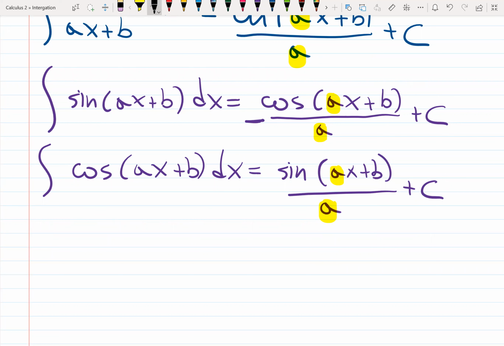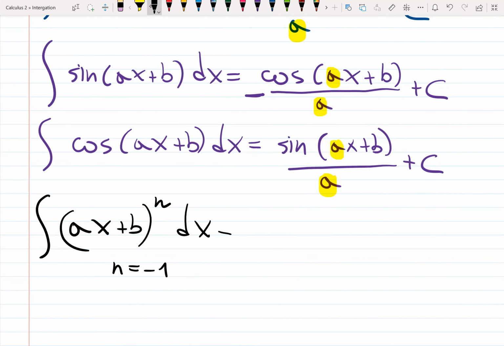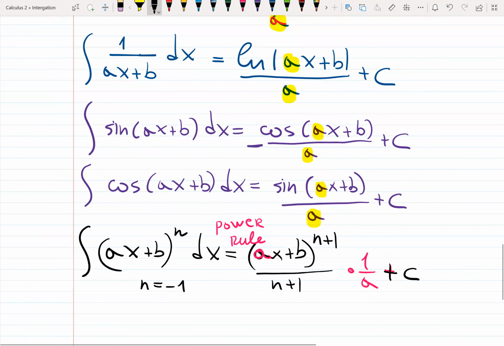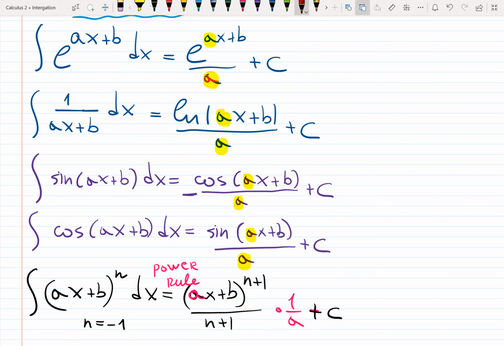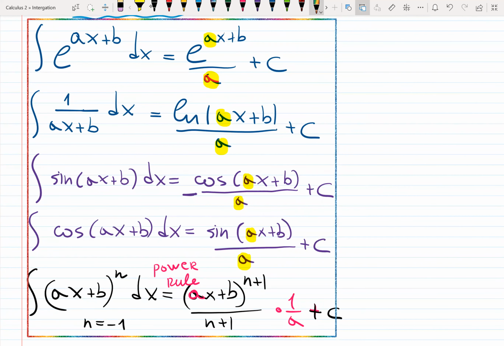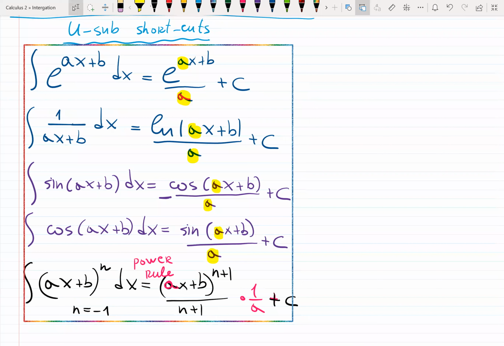Finally, power, that's the weird one, ax plus b to the n. n should not be minus 1, though, because we already did 1 over ax plus b dx. That's the power of ax plus b, n plus 1, over n plus 1. That's the power rule. And then you divide by the leading coefficient. Plus c. Those are my shortcuts. And again, I have a video explaining it in more detail, but actually this is good enough. Not required, but your test-taking abilities will speed up. And if you plan to take calculus 3, this is priceless. In calculus 3, we will be doing u-sub so much and so fast. It's nice to be fast at that.